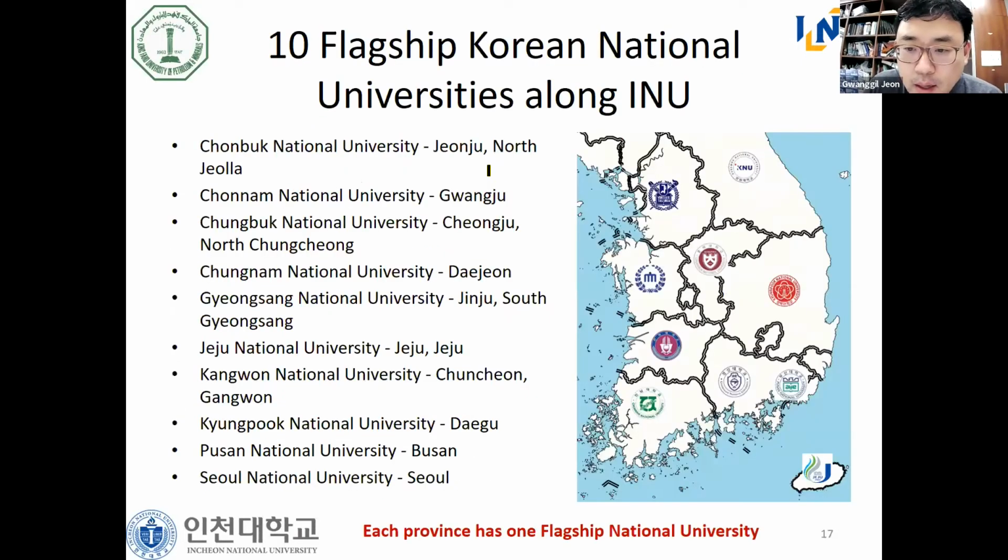There are 200 universities in Korea, but mostly they are private, and there are 10 national universities, including Incheon National University. Each province has one national flagship university. Probably some of you have heard about Seoul National University. This is the top university in Korea. And my school, Incheon National University, is ranked 24th this year.